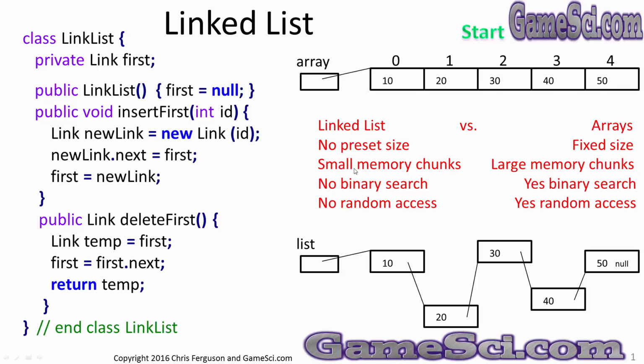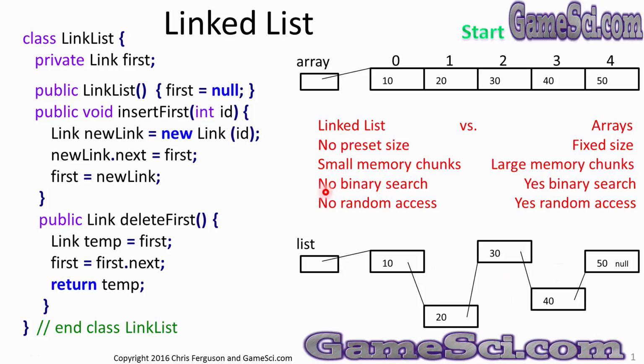Also, linked lists use small chunks of computer memory. You add items to the linked list and they take up only as much space as a new link would take up. Whereas arrays use large memory chunks. Arrays are allocated as a contiguous block of computer memory. So item 1 will be next to item 2, which will be next to item 3. Arrays are allocated in large chunks. Linked lists are allocated in small pieces.